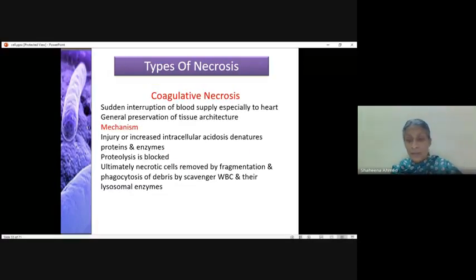Types of necrosis, if you look at it, first there is coagulative necrosis. This is basically due to a sudden interruption to the blood supply of a cell or an organ. But in this, generally the tissue architecture is preserved. So basically the injury is due to a sudden blockage in the blood supply of a specific tissue.